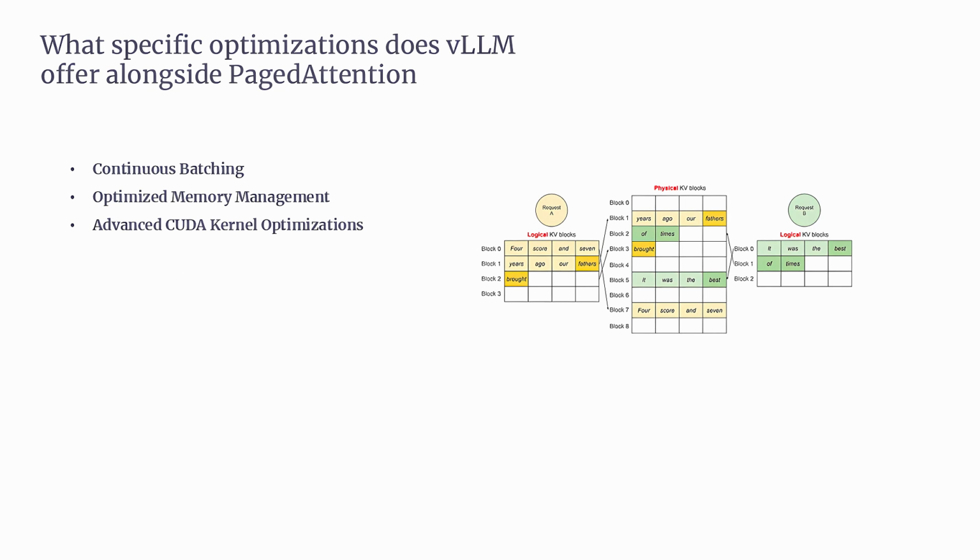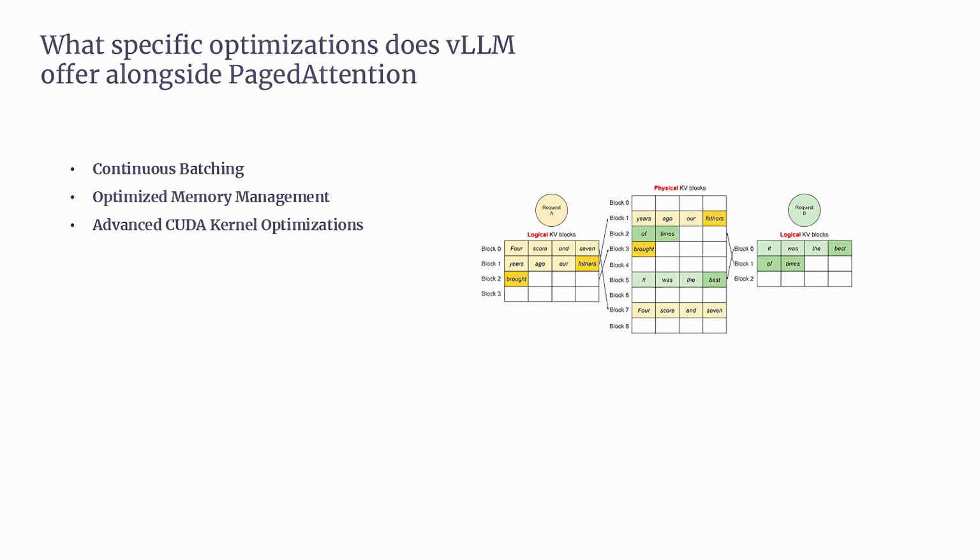In summary, vLLM offers a range of optimizations, including continuous batching, dynamic memory allocation, and custom CUDA kernels. These optimizations work together with PagedAttention to significantly improve memory usage and throughput. The combination of these features makes vLLM a powerful and practical solution for deploying large language models with optimal performance and reduced resource consumption.